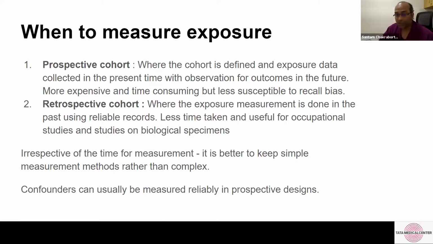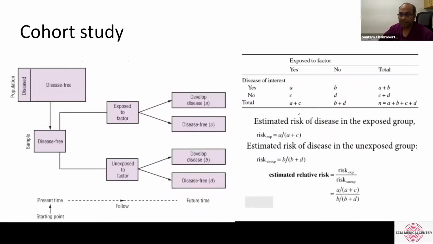Now, when you should measure the exposure, irrespective of the time of measurement, it is better to keep simple measurement methods rather than complex. And very important thing, unlike case control studies, confounders can be measured reliably in prospective designs. So that's why a prospective cohort study has a better scientific validity in establishing causation. This is what an usual design of a cohort study looks like, and what you get as an output from a cohort study is relative risk.